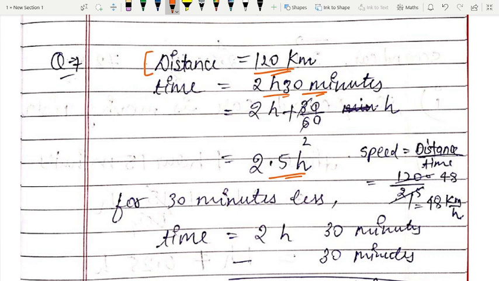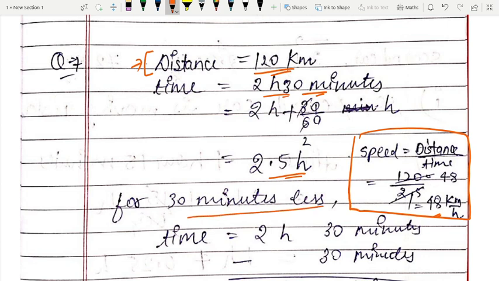See, in this question the distance will be the same, and the time we will change. Here the time taken is 2 hours 30 minutes, which in hours we can write as 2.5 hours. For this time and distance, what is the speed here? Speed is 48 kilometer per hour. We have found this by the formula.